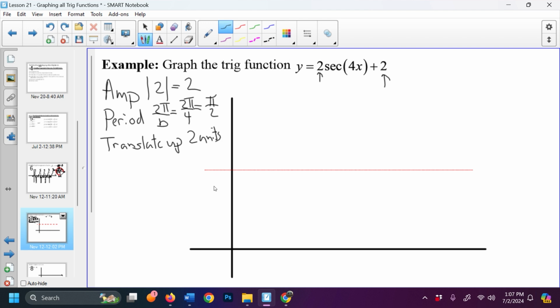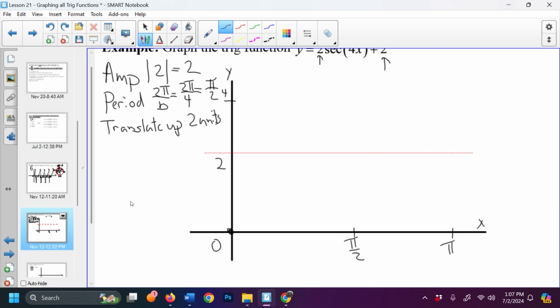So I am going to put that quote-unquote center line, I'm going to move that up to 2 on my y and my x axis. And since the amplitude is 2, it's going to go up 2 more units, so I'll put a 4 there. It's going to go down 2 units, and so I'll put a 0 there. Now I have my period as pi over 2, so I will make 2 periods. The first one will be pi over 2. The second one will just be pi, because pi over 2 plus pi over 2 will be just pi.